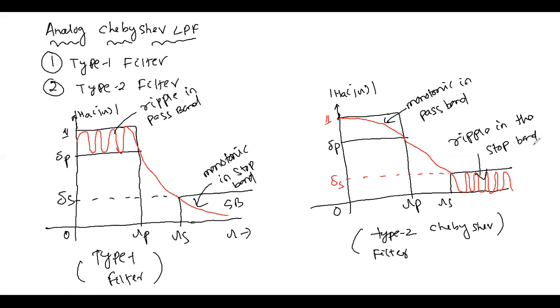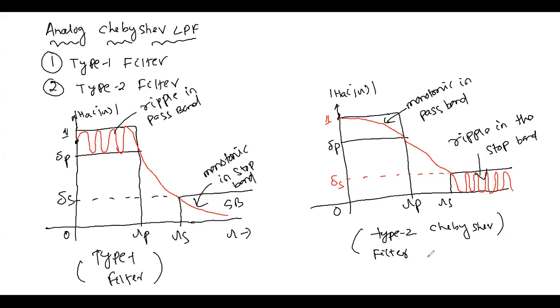So in this way, we will categorize the Chebyshev filter into two types: type 1 Chebyshev filter and type 2 Chebyshev filter. In the type 1 Chebyshev filter, what I explained is a ripple in the pass band, and where this ripple starts, we will discuss later. It will not start at 1 or at delta P. It depends upon the order of the filter, which we will discuss later, and monotonic behavior in the stop band.